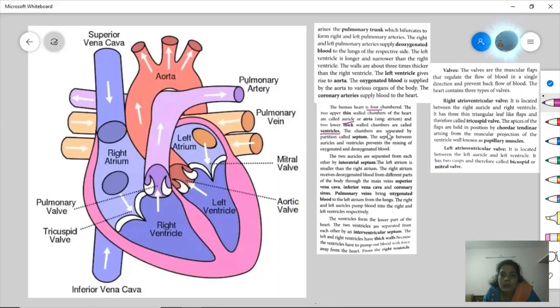The chambers are separated by a partition called the septum. These four chambers are separated by the partition. This partition is known as what? The septum.